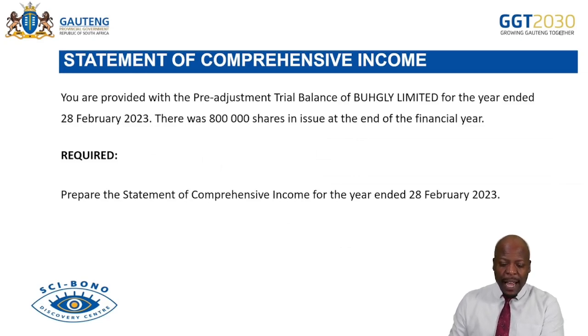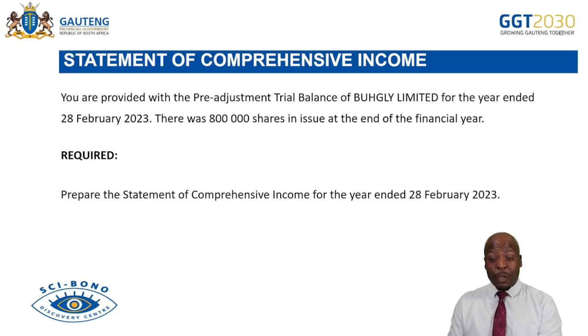It says you're provided with a pre-adjustment trial balance of Boogley Limited for the year ended 28 February 2023. There were 800,000 shares in issue at the end of the financial year. Required: you must prepare the statement of comprehensive income for the year ended 28 February 2023.